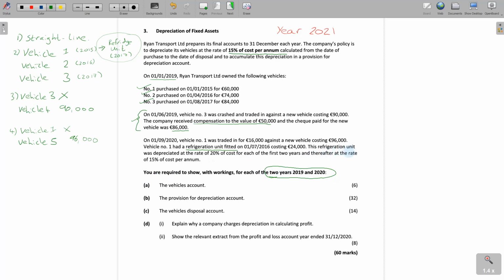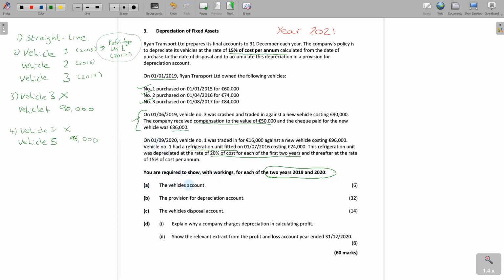The refrigerating unit was depreciated at a rate of 20% of cost for each of the first 2 years, and thereafter at the rate of 15%. So this is something to try and confuse you. Again, separating the H1 students from the rest of the students by throwing in these things.